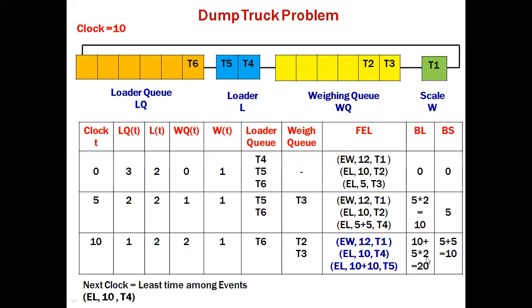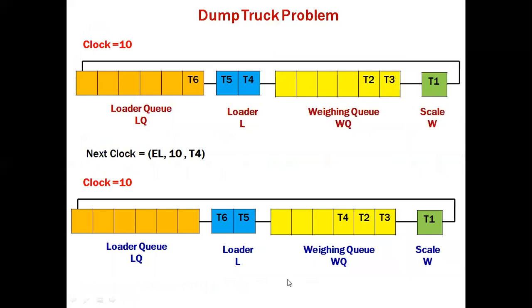5 into 2. So 10 plus 5 into 2, that is 20. Similarly, between 5 and 10, is the scale busy? Yes. So the previous value plus 10 minus 5 is 5, that is 10. So out of these three, the least is 10. So the next event is EL10 T4. So this procedure keeps on going.